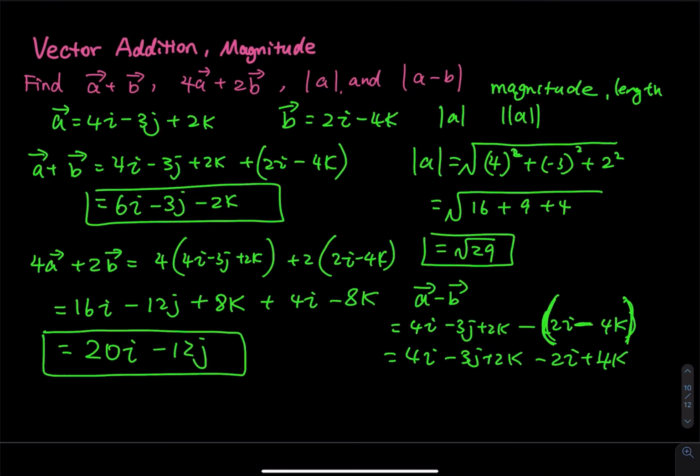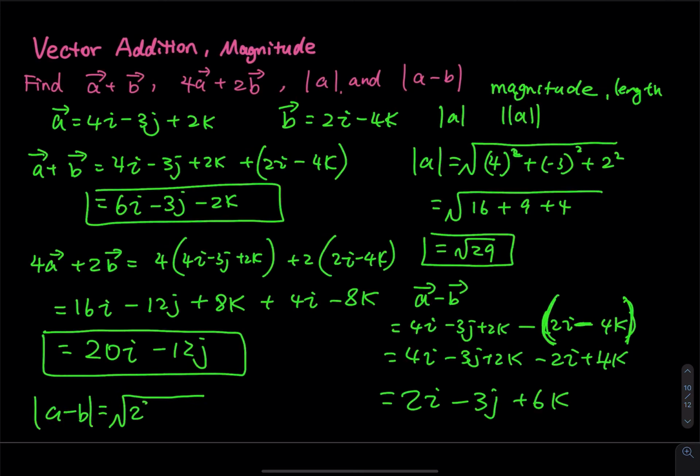All right, what is that equal to? 4 minus 2 is equal to 2. And then negative 3j, and then 2 plus 4 is equal to 6, so that will be 6k. Of course, the job is not done. And then you find the magnitude of A minus B. So you have to square the 2, and then square the negative 3, and then square the 6. So this one you will get the square root of 49. So the answer is 7. So that is the end of this big problem.